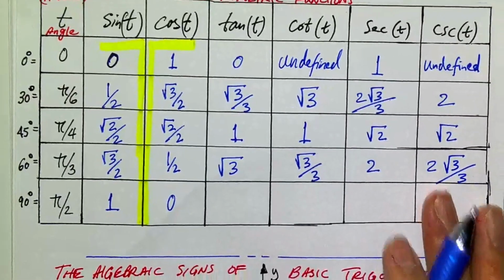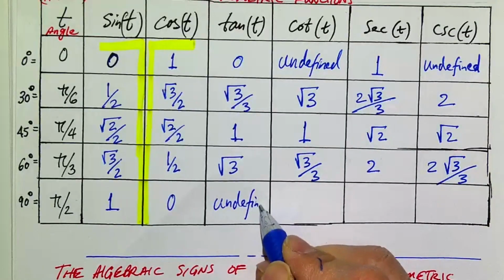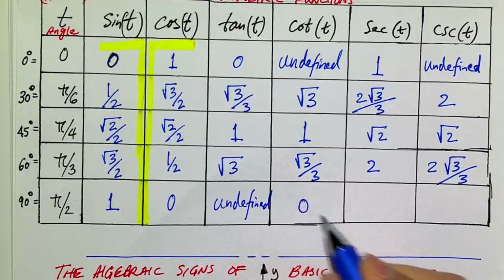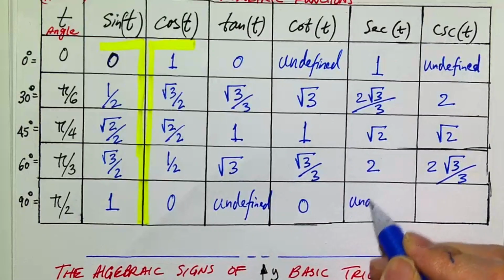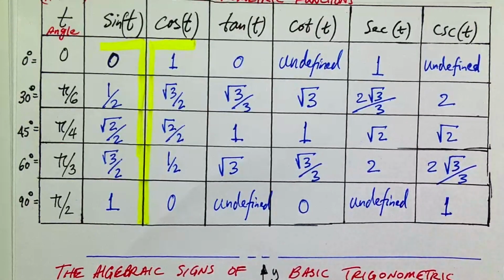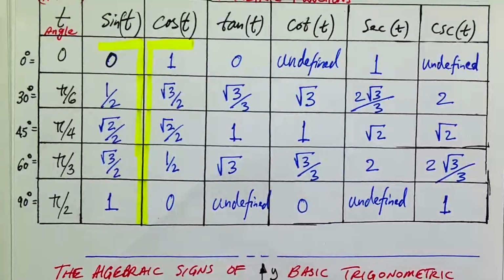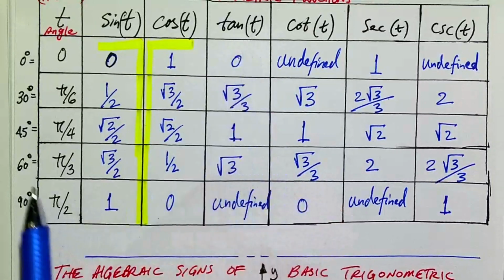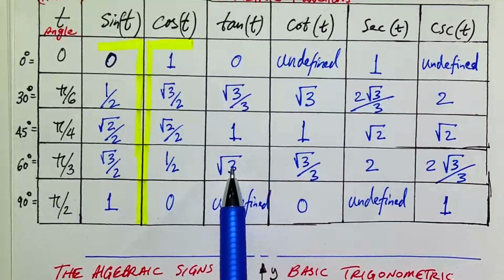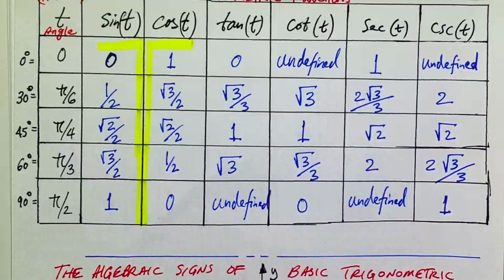And then finally at the bottom we have undefined, 0, undefined again, 1. So test yourself. Memorize these and see if you can calculate any of these. Okay, tangent of 60 degrees is square root of 3. Secant of 45 degrees is square root of 2, and so on.